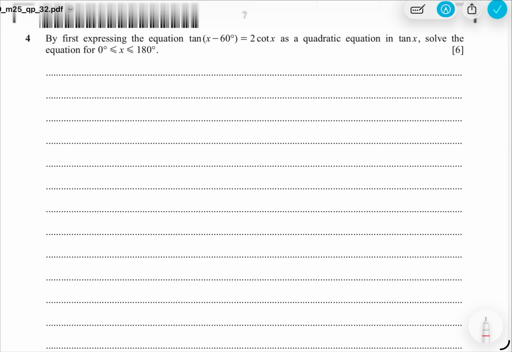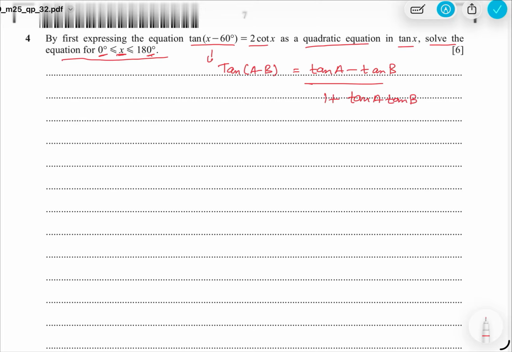Okay, now this one. By expressing the equation tan(x minus 60) equals 2 cot x as a quadratic equation in tan x, solve the equation for x in the range 0 to 180. Okay, very simple, very easy. Don't worry about this question because we are going to solve this one. Before starting this question, you should know that tan(a minus b) equals (tan a minus tan b) upon (1 plus tan a tan b). If you don't know this, you will have a formula sheet MF19. Don't worry, you will get it.